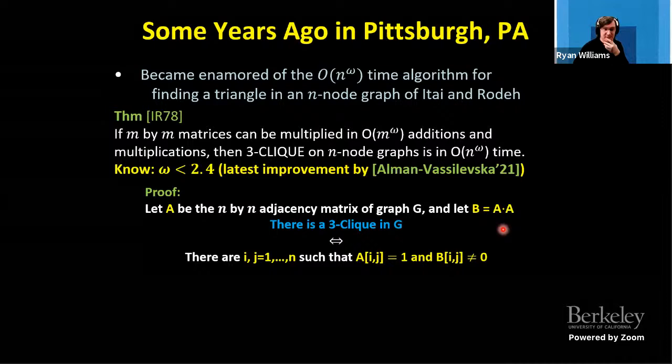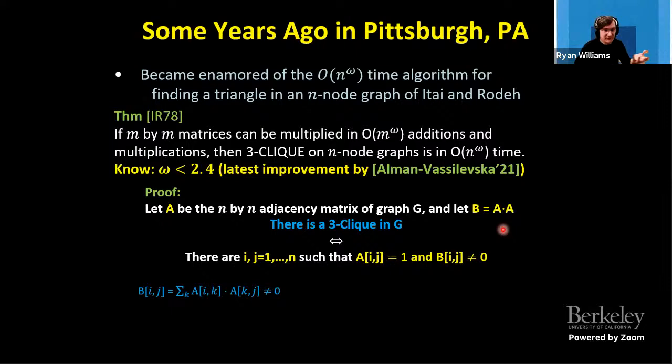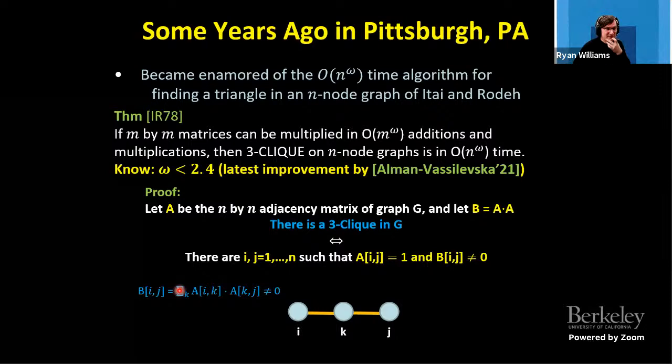And so it's very easy to see why this works. What does it mean for B_ij to be non-zero? It means that the sum over all k of A_ik times A_kj is not zero. And that can only happen if there is some vertex k so that I have an edge from i to k and an edge from k to j. Right, this sum is just a sum of products of zeros and ones.